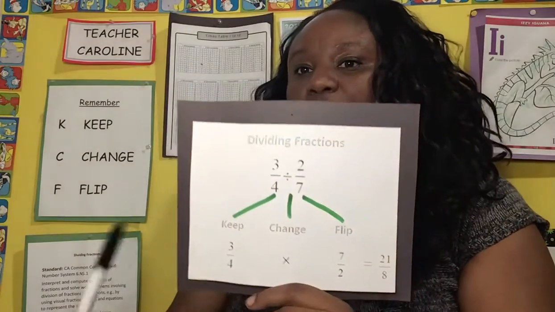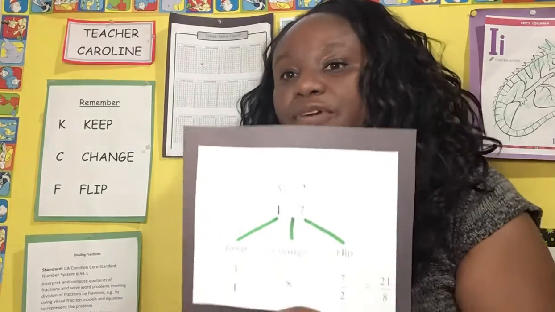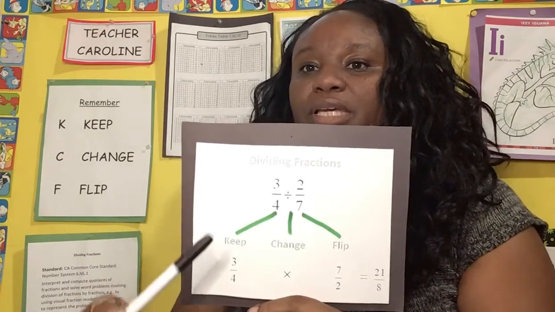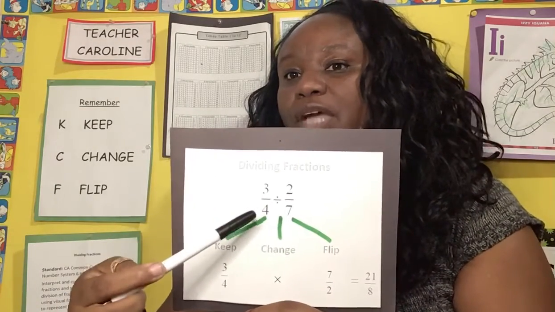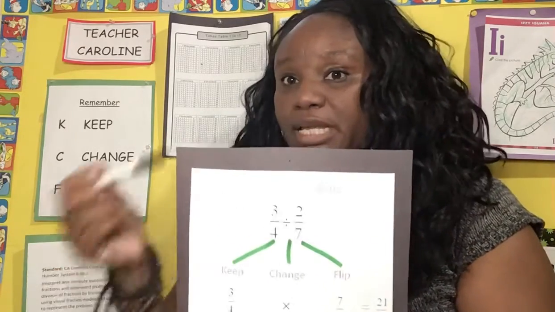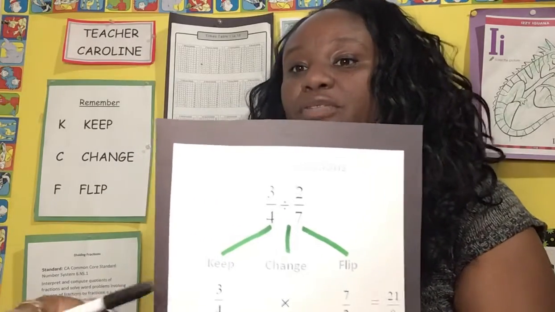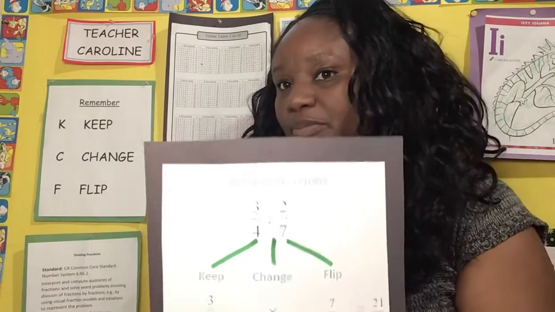I have a problem here: 3/4 divided by 2/7. The first step is keep. The first fraction, 3/4, we're always going to keep. When dividing fractions, you're always going to keep your first fraction the same. You're never going to change it. So this one's 3/4, it's always going to be 3/4.